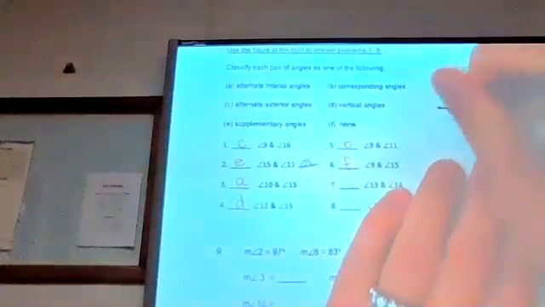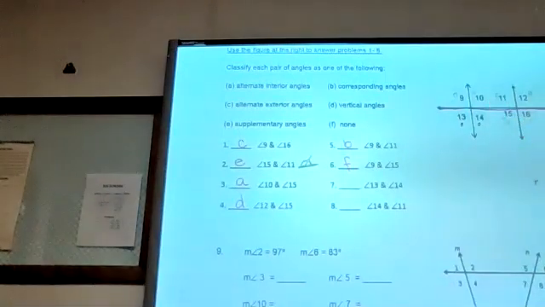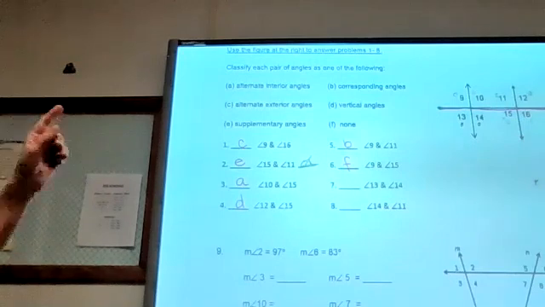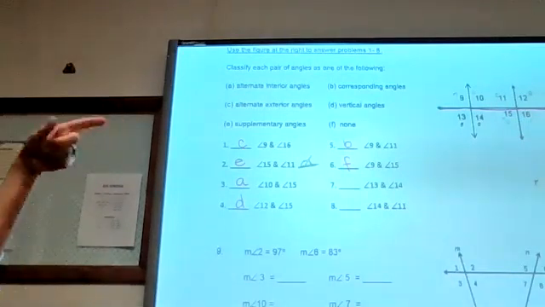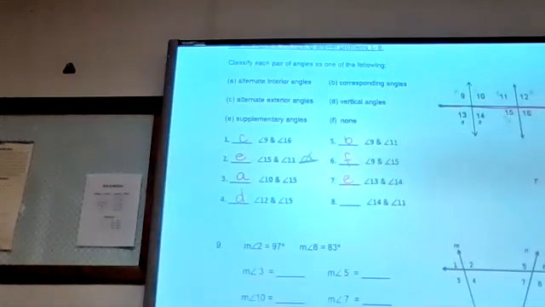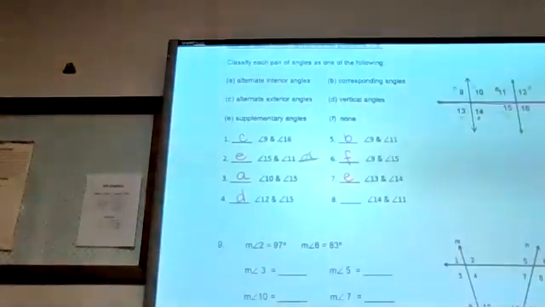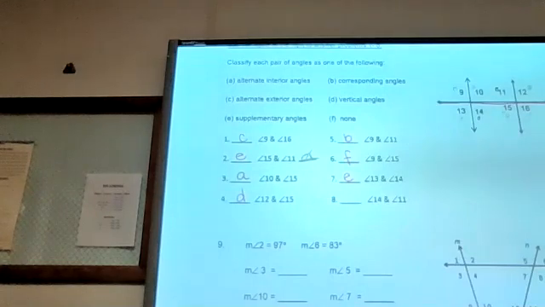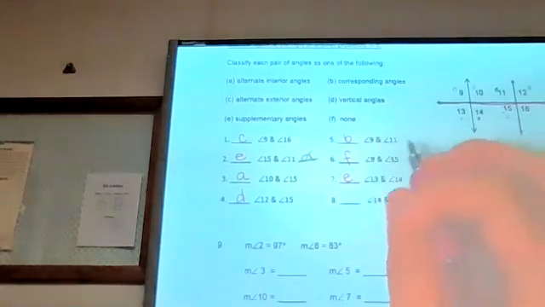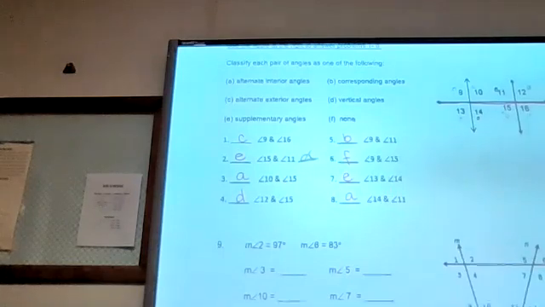13 and 14. 13 and 14, what would they be? Supplementary, yeah, they're creating a line. Okay, so anything that creates a line is going to be supplementary. That's going to be E. 14, so still 14, but now 14 and 11. What are those? Alternate interior, so opposite sides on the interior of those two lines. A.